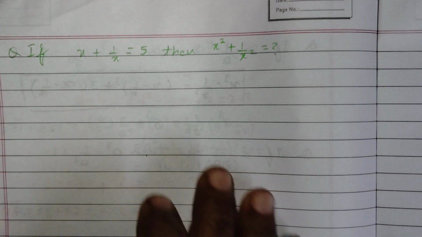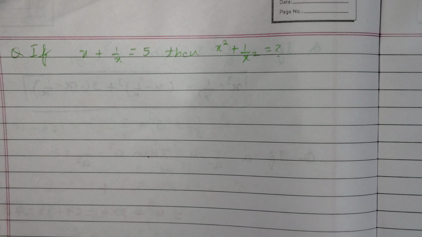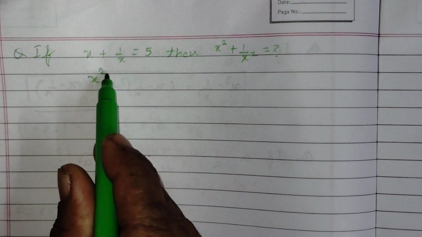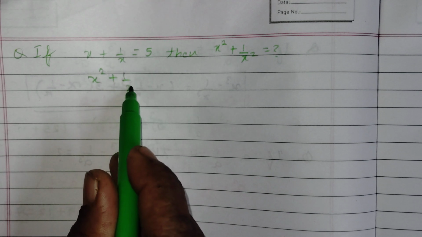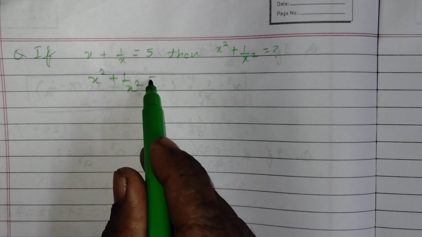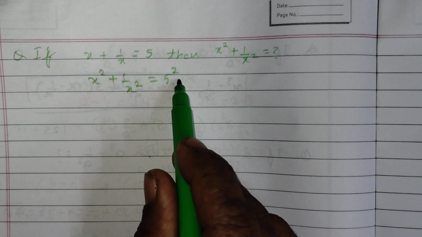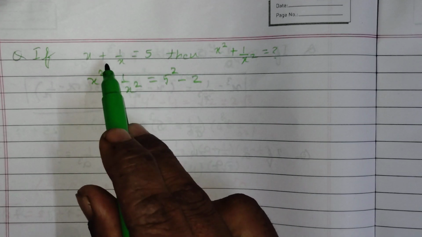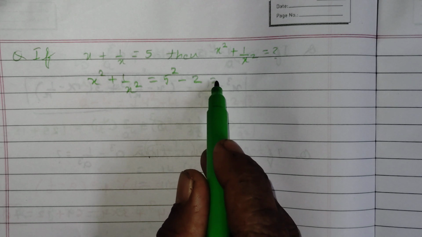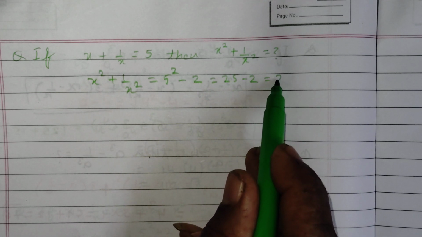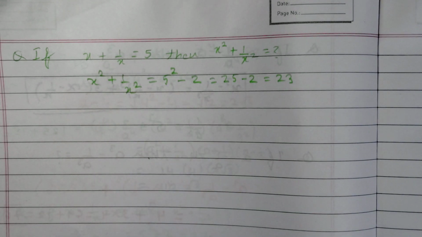Now this is a practice question. The question is, x plus 1 upon x equal to 5. Then x square plus 1 upon x square we have to find out. So its identity is 5 square, and then the opposite sign of this, minus 2, we write down. So 5 square is 25 minus 2 is 23, which is the answer.